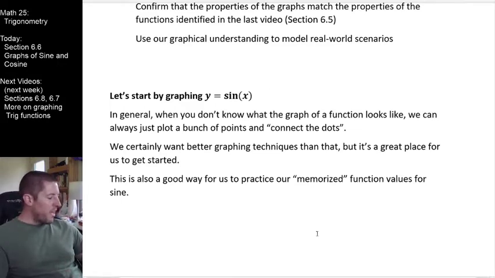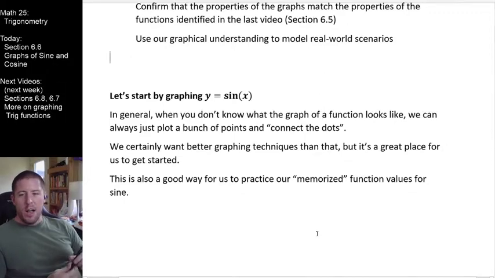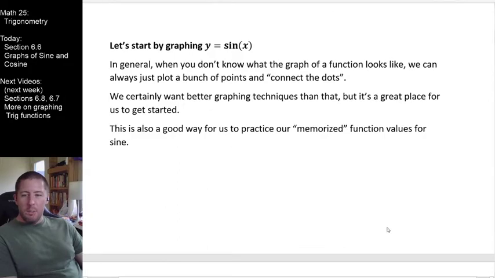This is one of our early algebra techniques that we always learn: if you don't know what something looks like, just plot a whole mess of points and see if you can complete the curve that goes through those points. This is not always a great technique, but it works out pretty well for a bunch of our simple scenarios, like our basic graph of y equals sine x. So that's the way we're going to do this first one. I promise we'll do smarter techniques for all of our later graphing stuff.